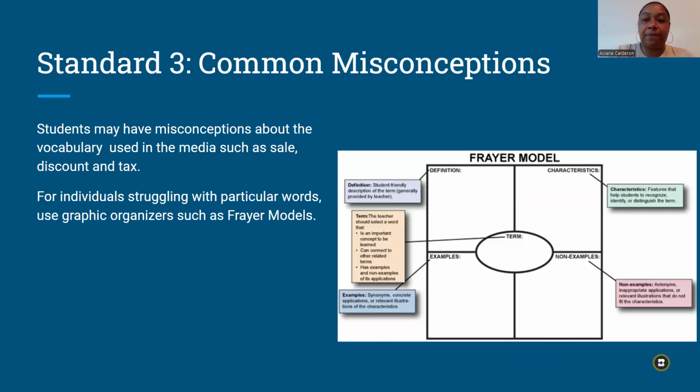Standard 3, common misconceptions. Students may have misconceptions about the vocabulary used in the media, such as sale, discount, and tax. So for individuals struggling with particular words, use graphic organizers such as a Frayer model. The Frayer model allows the students to write the term in the middle, give the definition, give characteristics, give examples of what the term means, and then give examples of what the term doesn't mean. So it's breaking down the word into different categories in order for students to better understand that vocabulary term.